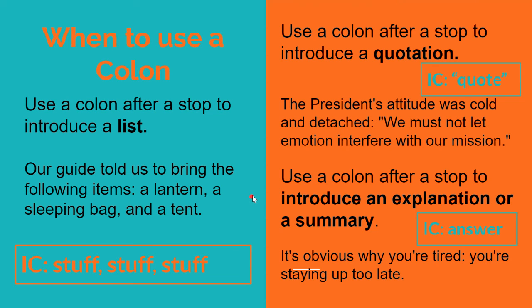Sometimes you'll see a colon used after a stop, after an independent clause, to introduce an explanation or a summary of what the first part is. So independent clause, and then sometimes that answer is also an independent clause, like this example. So it's obvious why you're tired: you are staying up too late. So it is, in this case, the answer to a question or statement.